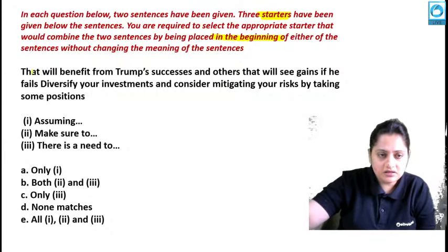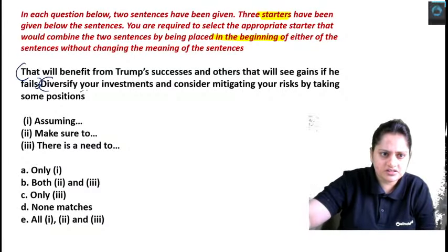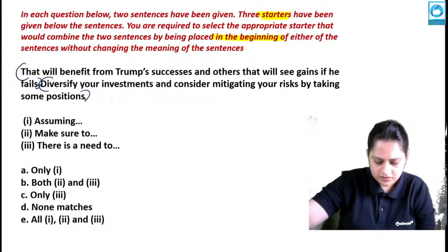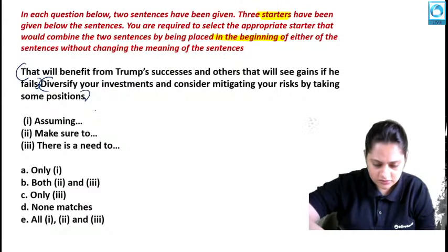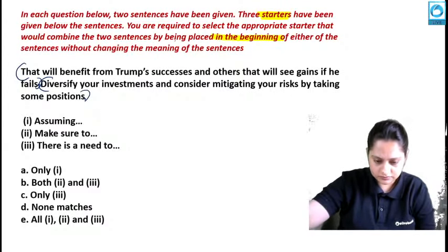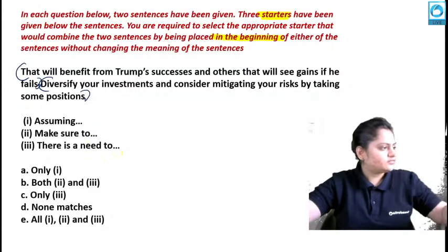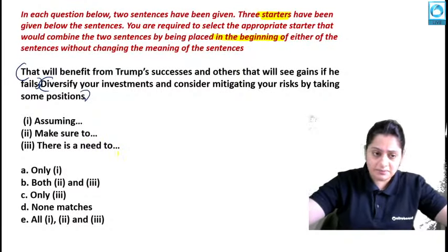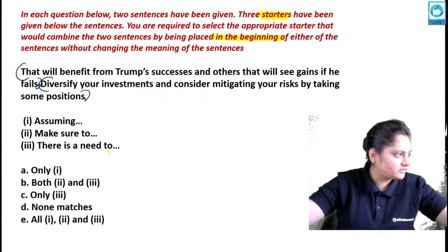Now, please see here. That will benefit from Trump's successes and others that will see gains if he fails. Diversify your investments and consider mitigating your risk by taking some positions. Now see, these are your two. One from here and here. This is your second one. Okay. Option 1. Are you saying option 1 here? Okay, check karte hain. Let's see. Right. When we place the phrase in the beginning and try to combine, then only we will know.